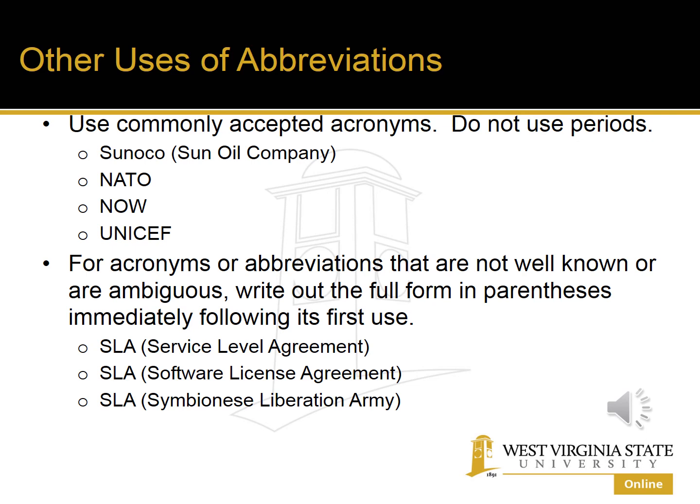So for example, I have an example here of ambiguity. We have the SLA. The SLA could mean a service level agreement, typical in a contract. It could be SLA, meaning a software license agreement, commonly used in the computer industry. Or the SLA could be an abbreviation for the old Symbionese Liberation Army from the late 60s. So when we use an acronym that's ambiguous, we should identify what it means the first time in the document before we continue using it.